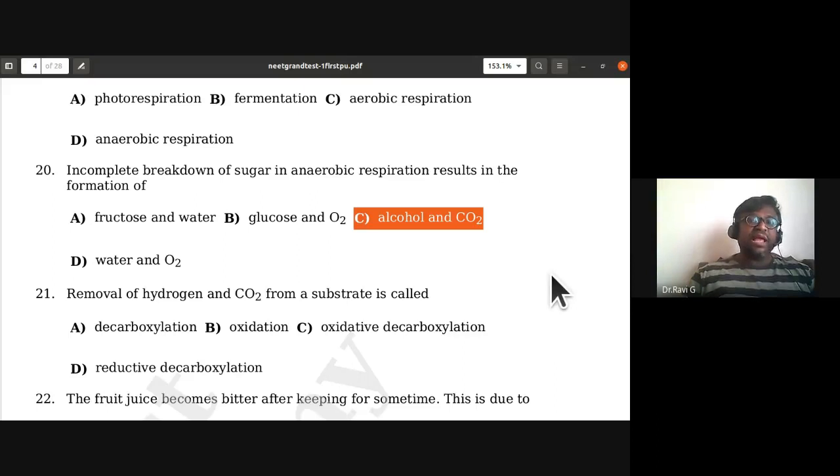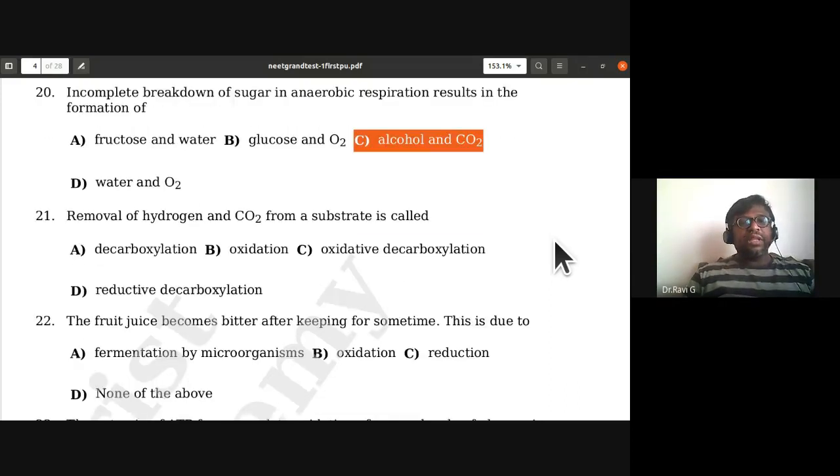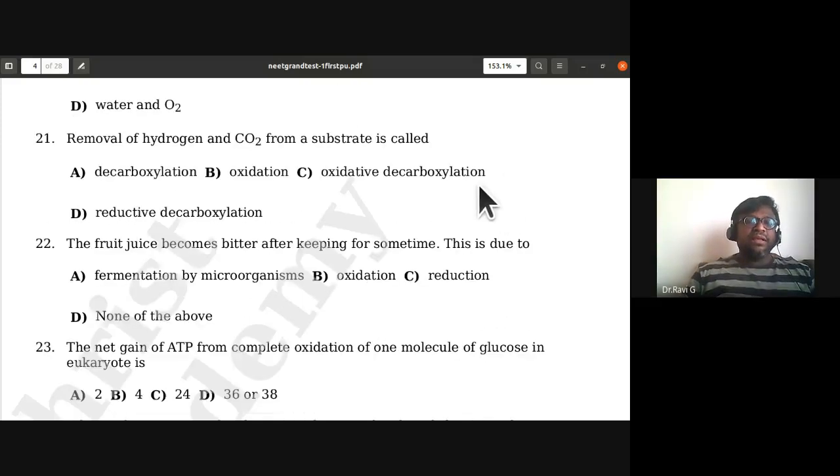Okay. So during anaerobic respiration, it can lead to the formation of alcohol and carbon dioxide. So this is the answer, 20th. In a simple way, you can say the products of alcoholic respiration are alcohol, ethyl alcohol, and carbon dioxide. See, removal of hydrogen and carbon dioxide from a substrate is called.